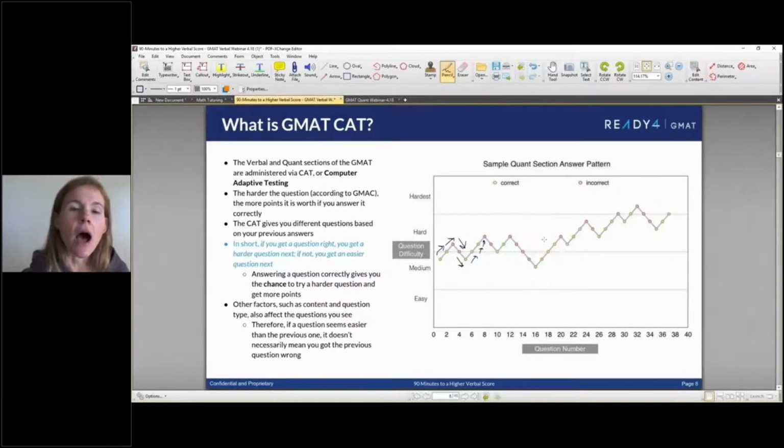One thing to keep in mind is that not every question counts the same amount. Does anybody know which questions count more on the GMAT? Within the quant section, for example, which questions count more? This is very important to know for your score.